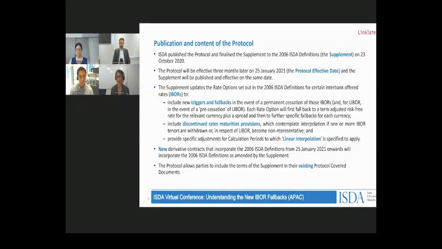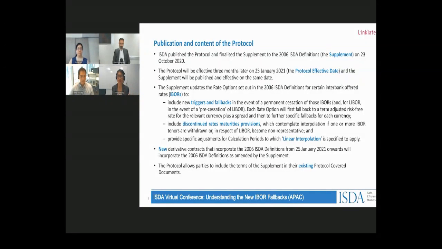Right. And you've heard what the supplement does. The supplement includes new triggers and fallbacks in the event of a permanent cessation of the IBORs, and for LIBOR a pre-cessation trigger. And then you've heard about the fallbacks. And then you've heard that ISDA will have, if particular tenors are discontinued for a particular rate, the discontinued rates maturity provisions, which contemplate interpolation if one or more IBOR tenors are withdrawn or become non-representative.